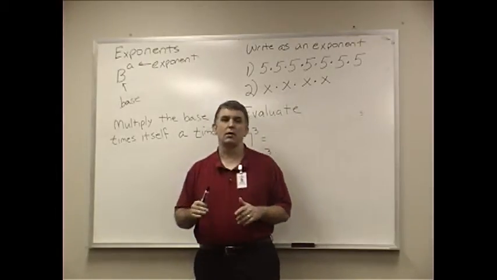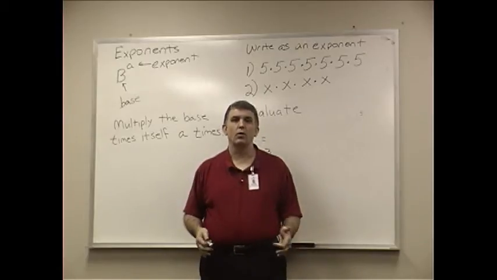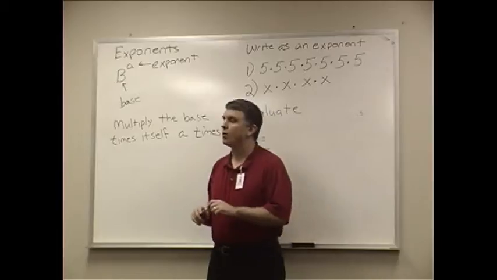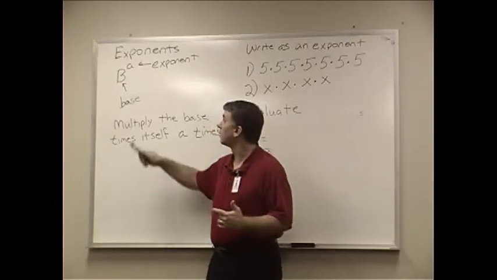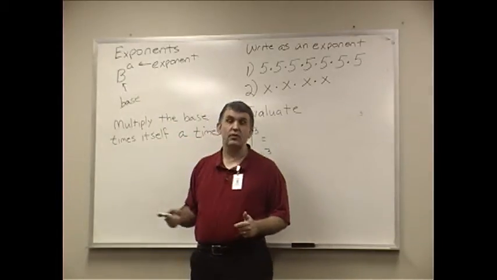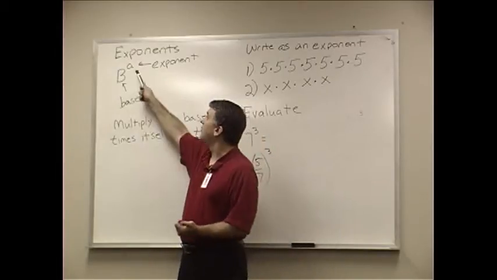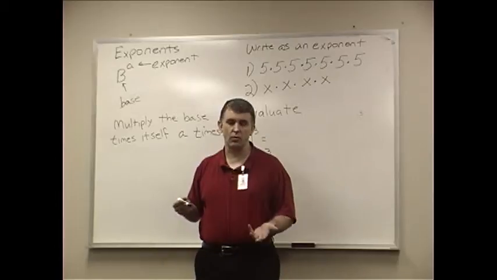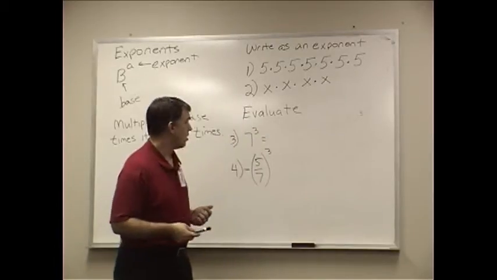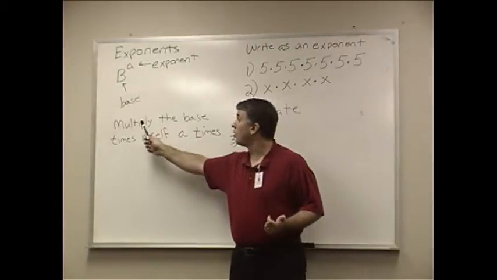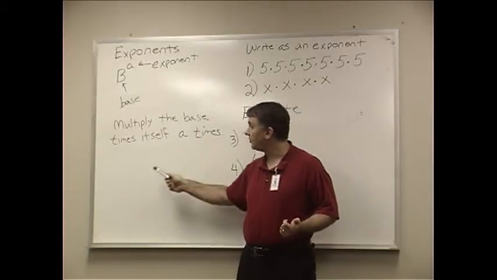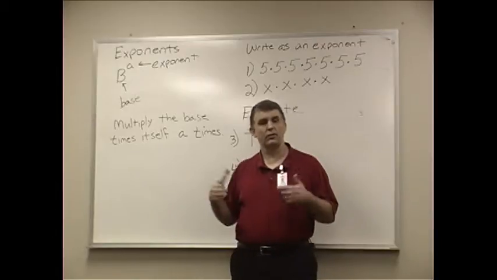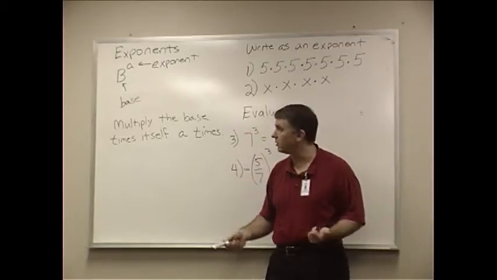Now, exponents, that's really a fast way or a simplified way to write down a multiplication problem. With an exponent, there's really two parts. You've got the base, that's the large number, and you've got the exponent, that's the little number that's written up in the superscripted area. Now, with this, you're going to multiply the base times itself a certain number of times. Now, that's a true way to say something mathematically.